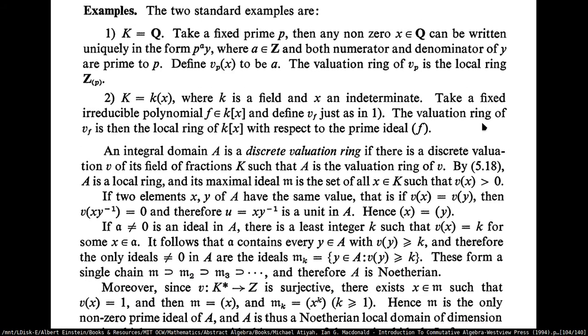An integral domain is a discrete valuation ring if there is a discrete valuation V of its field of fractions such that A is a valuation ring. Yeah, that's what we saw.